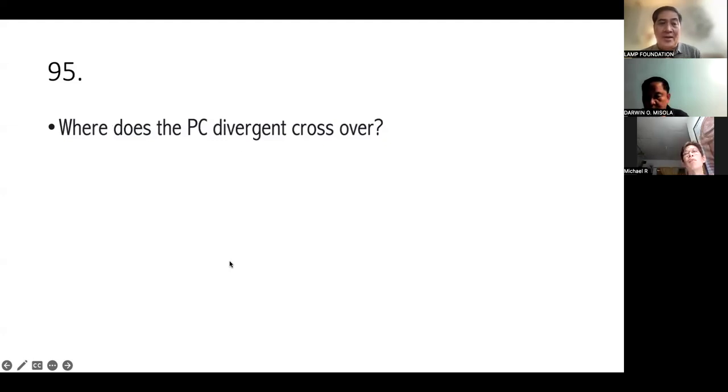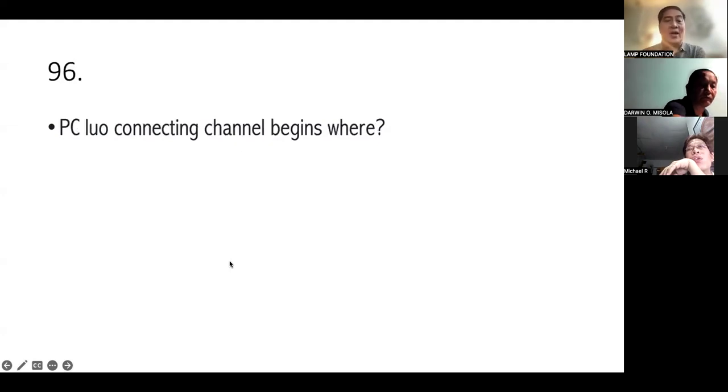So where does the PC divergent channel cross over? Ren 17? No, it separates from the arm, through the throat, to the ear and Sanjiao. The PC luo channel begins where? Anterior of the forearm, PC6.